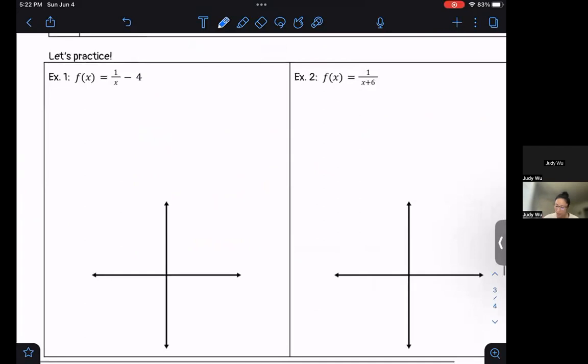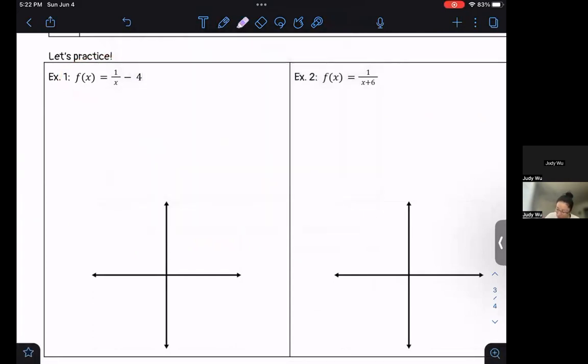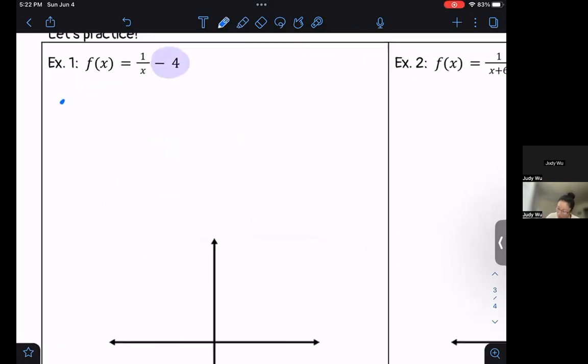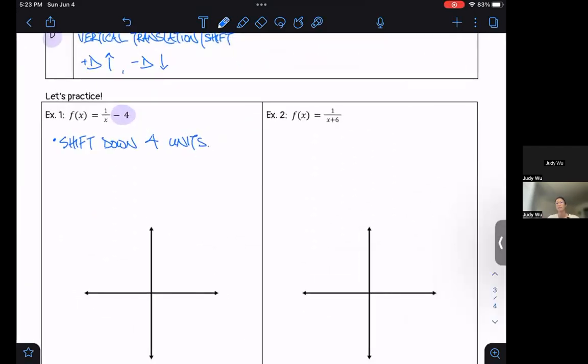We have f of x equals 1 over x minus 4. I notice that this minus 4 is a D value. So the only graph transformation that's happening is we are shifting down 4 units. That's the only thing that's happening here.